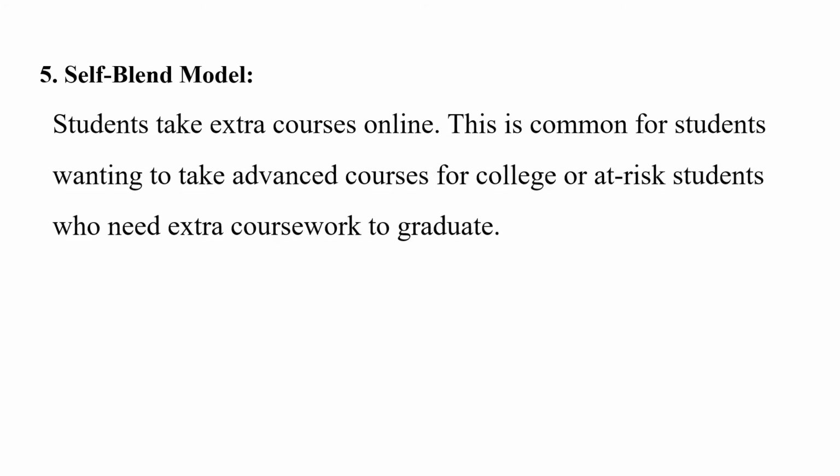The fifth model is self-blend model. In self-blend model, students take extra courses online. This is common for students wanting to take advanced courses for college or at-risk students who need extra coursework to graduate. So this is a self-blend model. So in this one, the students take extra courses online if they need, for example, extra marks, or they want just to get advanced courses for college and so on.